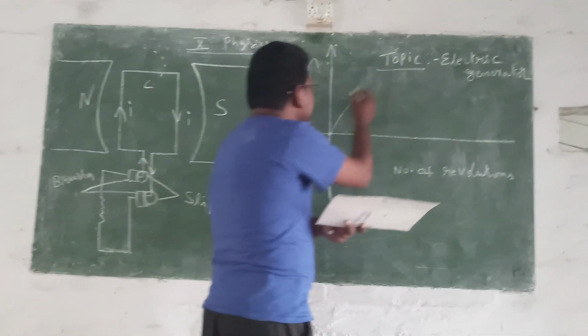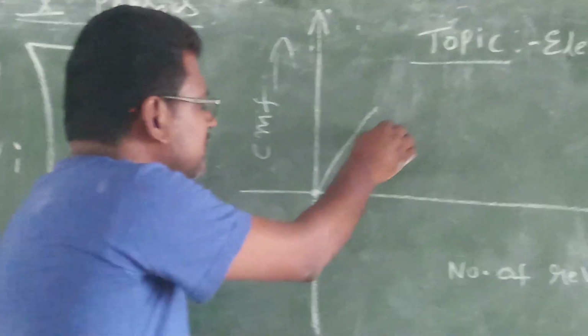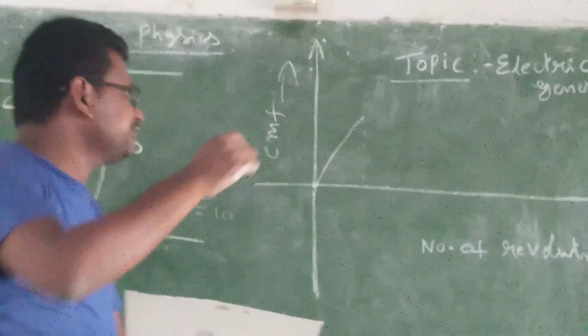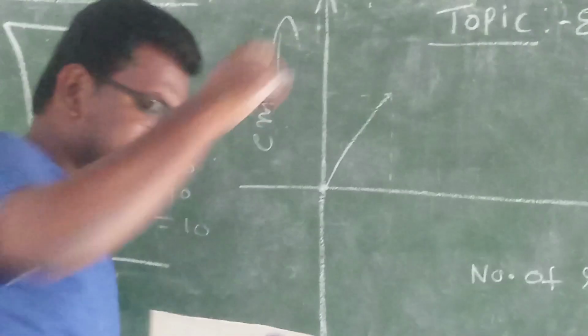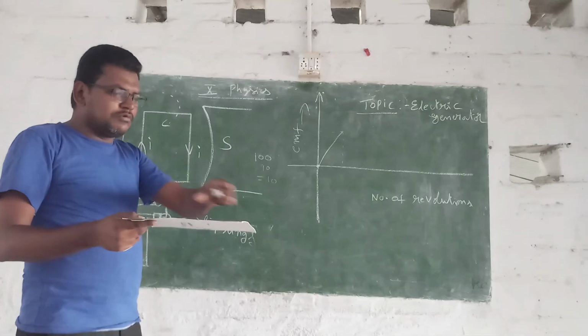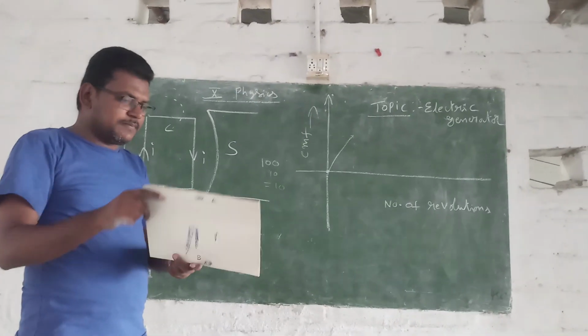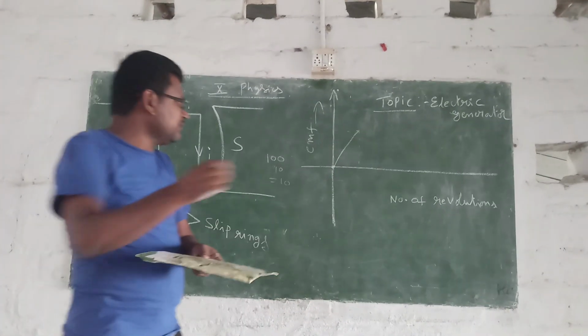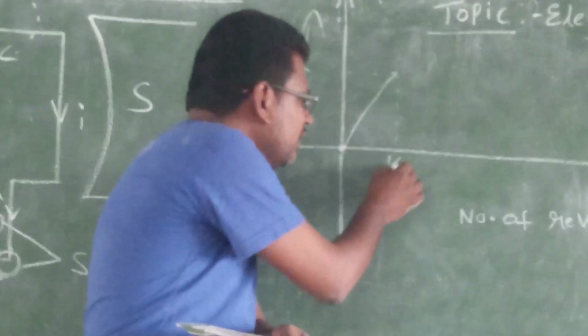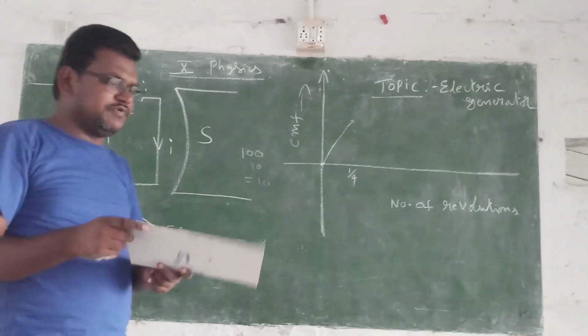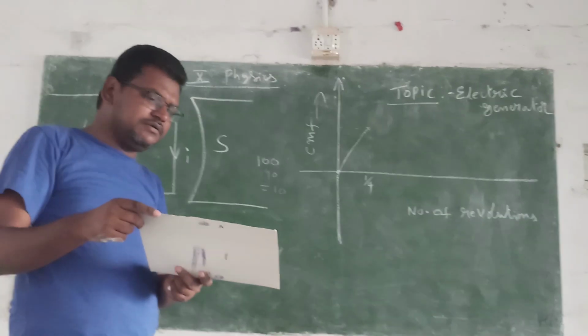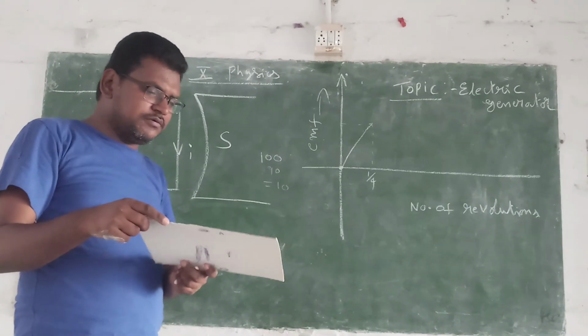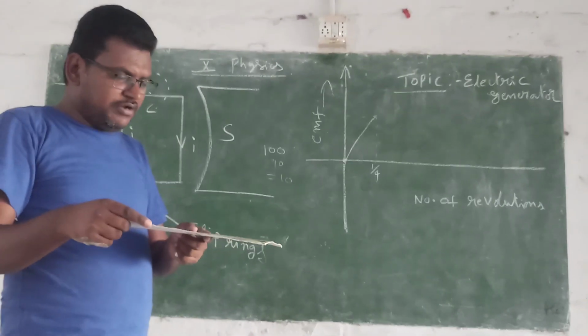Let's assume the EMF reaches its peak stage. Peak stage for a quarter cycle, that means for 1/4 cycle. Okay, and next, rotate the coil.